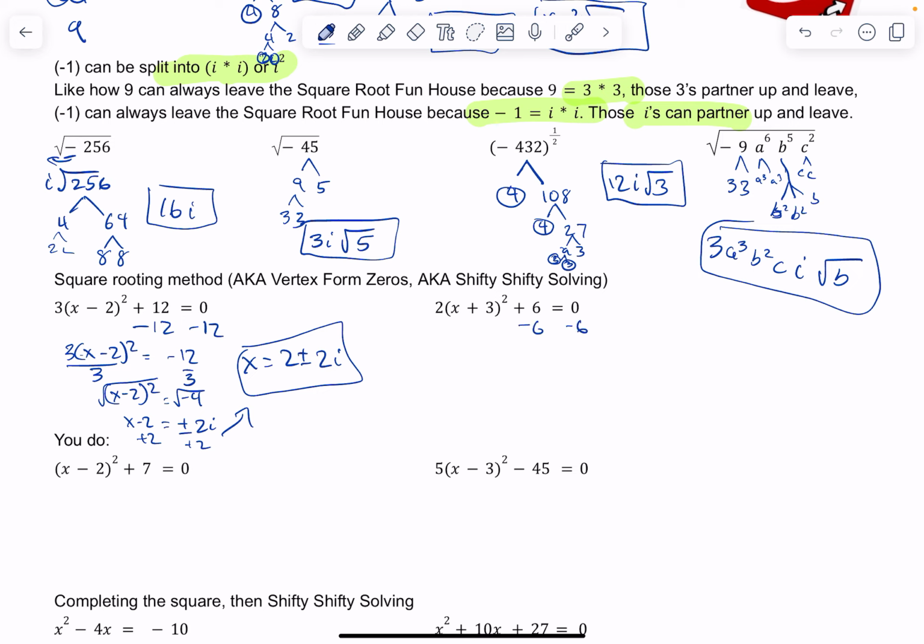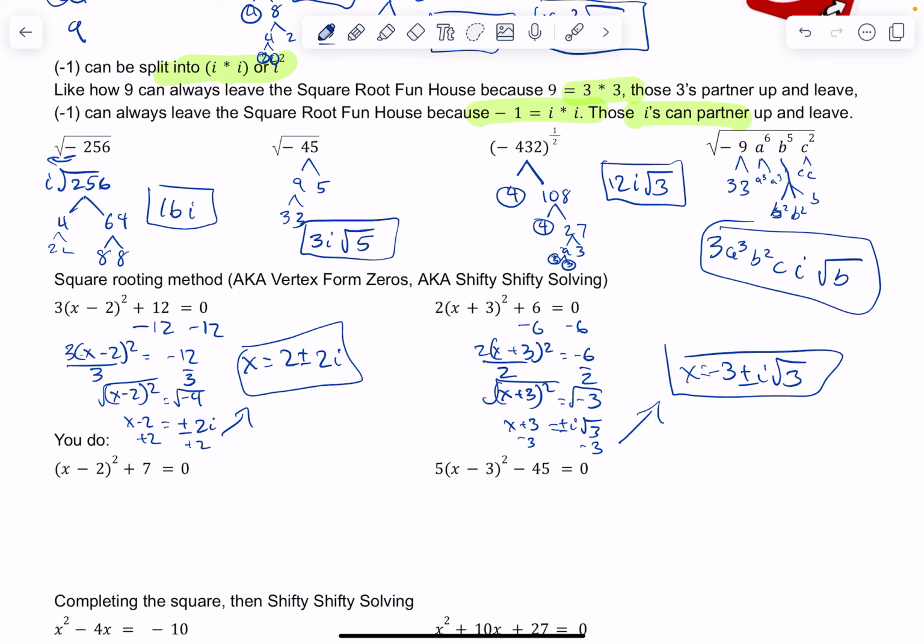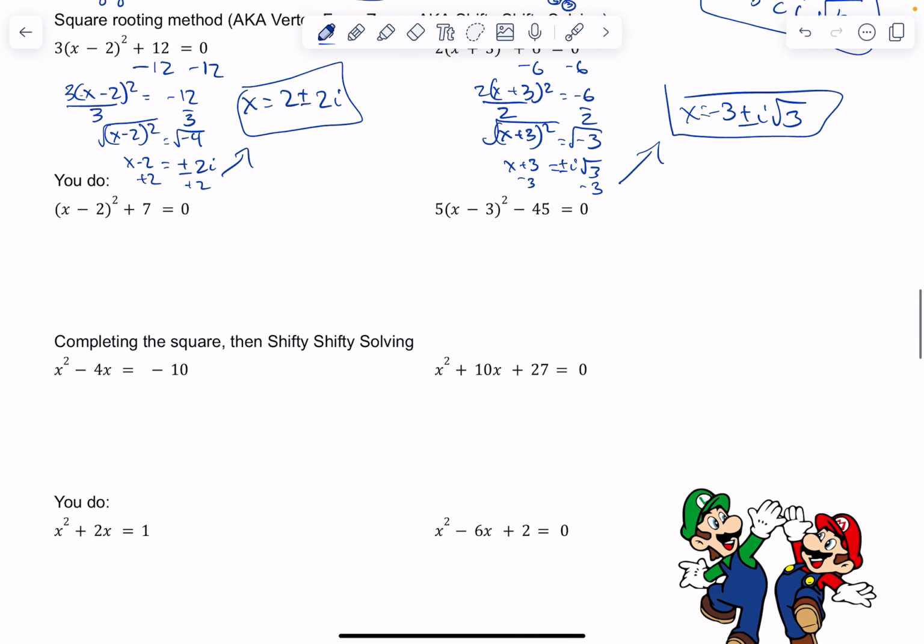Minus 6, 2x plus 3 squared equals negative 6. Divide by 2, x plus 3 squared equals negative 3. Square root, x plus 3 equals i square root 3, since I can't pull 3 out, minus 3, and that gives me x equals minus 3 plus or minus i square root 3. Done. Those are for you to do.